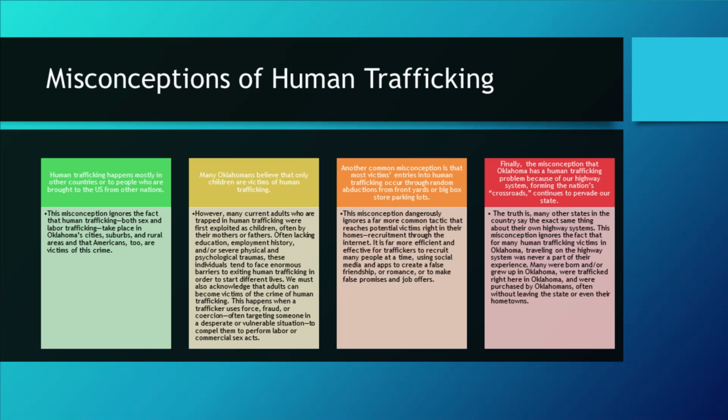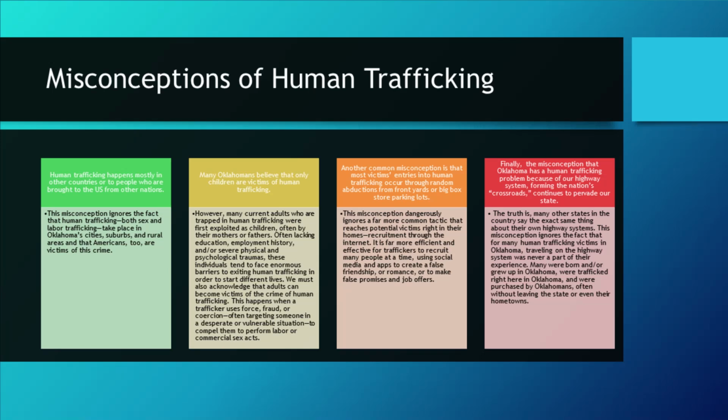We must also acknowledge that adults can become victims of the crime of human trafficking. This happens when a trafficker uses force, fraud, or coercion, often targeting someone in a desperate or vulnerable situation, to compel them to perform labor or commercial sex acts.